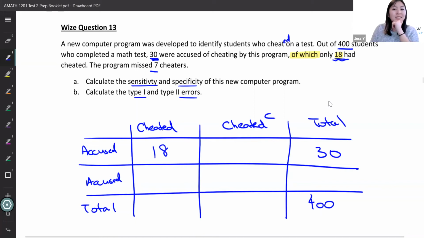And then the program missed 7 cheaters, meaning that they didn't accuse them, but they actually cheated. So they didn't accuse them, but they actually cheated. So that's 7 right here, okay?